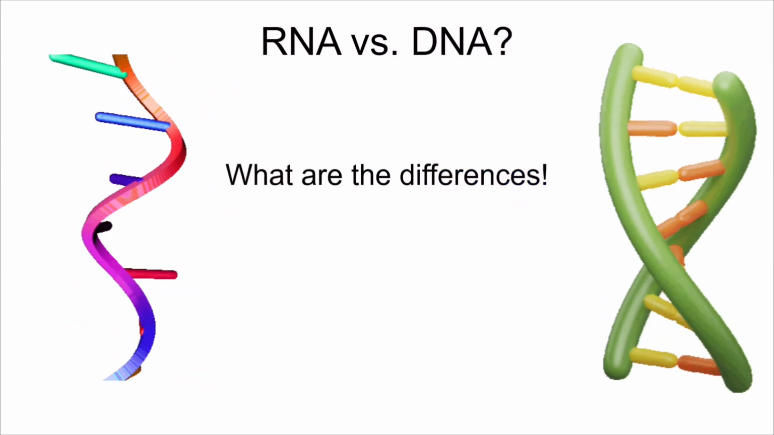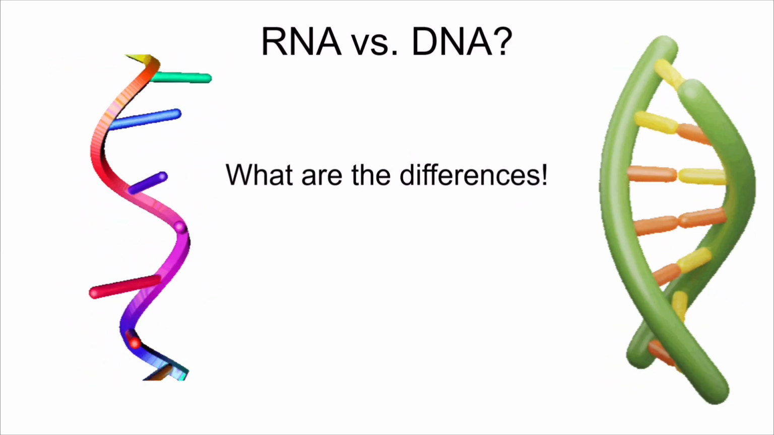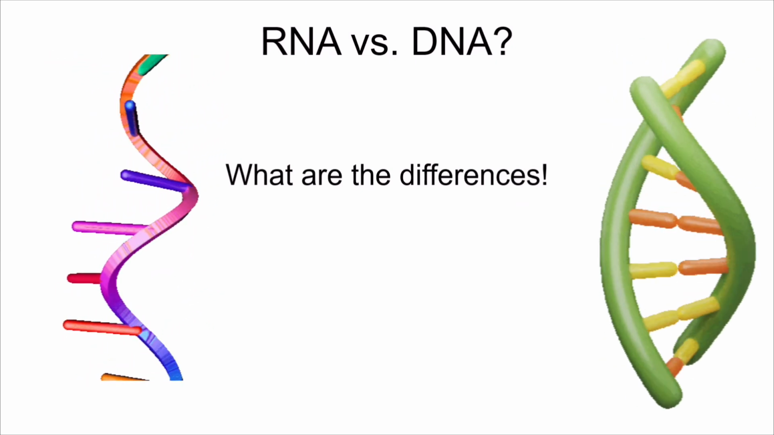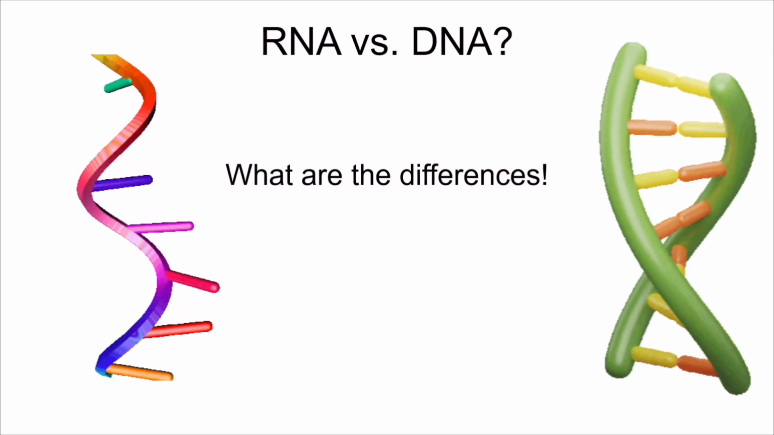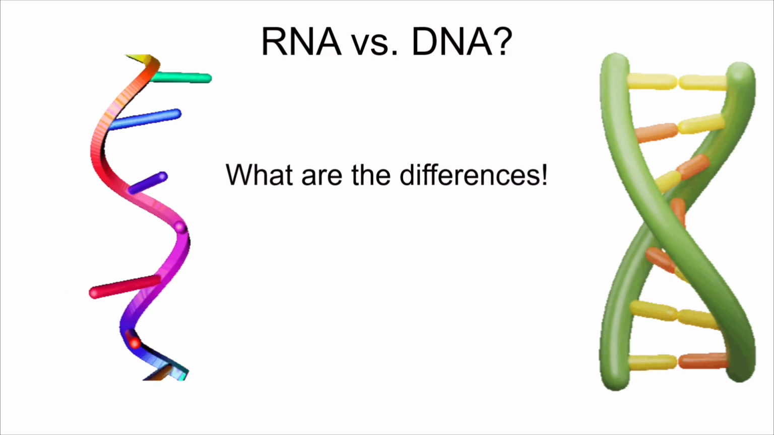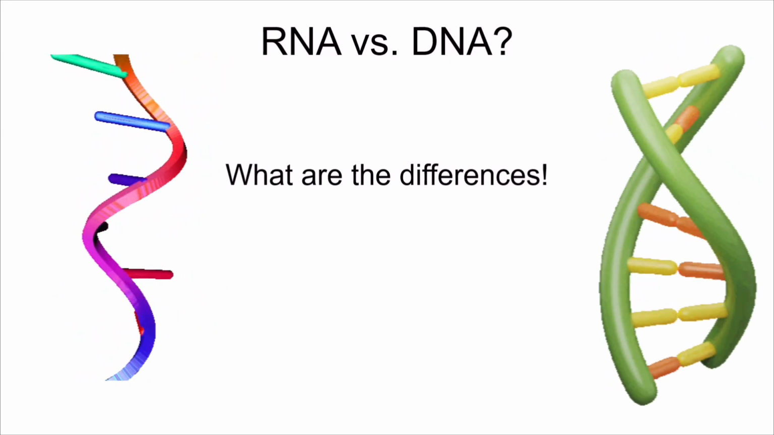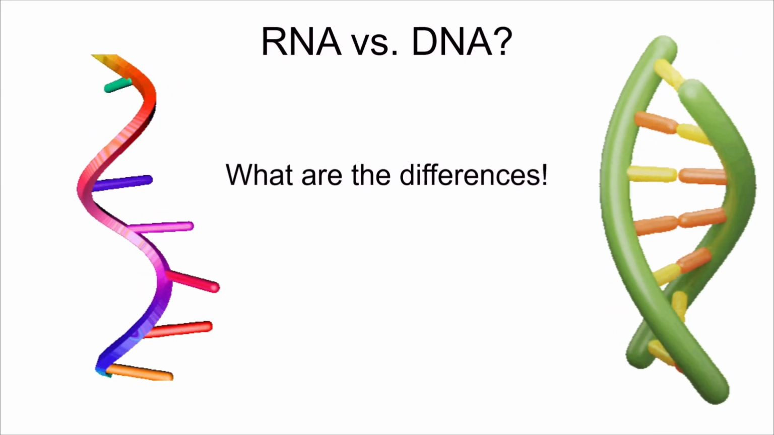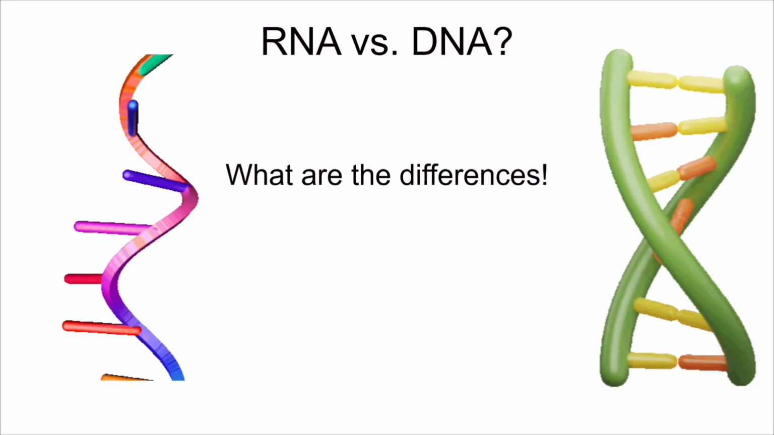So what are the key differences? Before we get into how RNA is made, we need to understand how it differs from DNA. The differences aren't just academic, they impact RNA structure, stability, and function. So RNA is typically single-stranded, it's more flexible, it can fold into different complex structures, while DNA is double-stranded, more stable, and primarily stores genetic information.